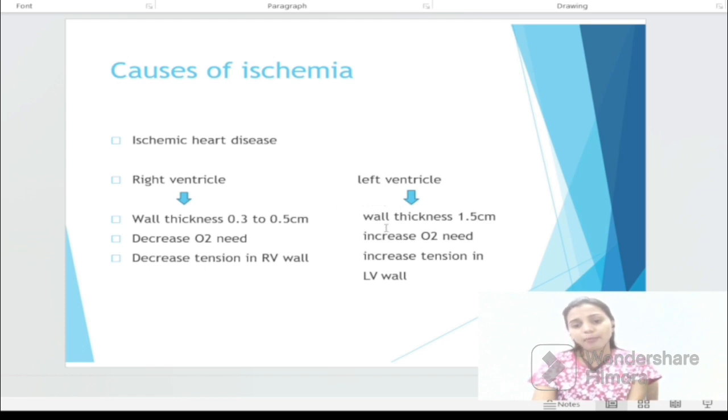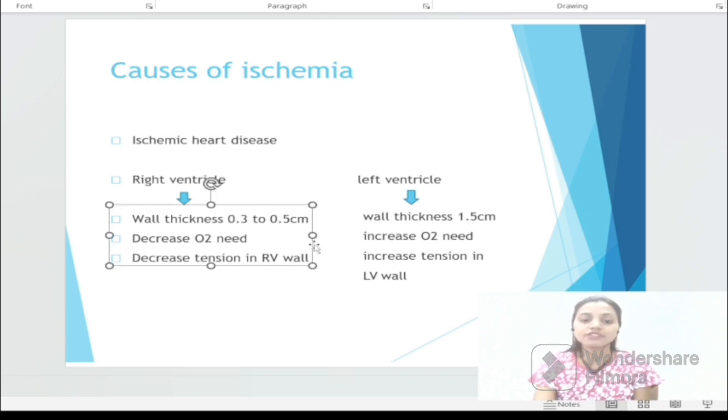So the left ventricle wall thickness is 1.5 centimeter, and the next one is increased O2 demand, and the left ventricle has increased O2 demand and increased tension. The left ventricle contracts forcefully and automatically to pump blood which supplies all parts of the body, so it has a lot of work, a lot of demand, and a lot of tension. So it is very vulnerable to ischemia or necrosis, because it has a lot of work, a lot of demand for O2, and a lot of tension for contraction of blood flow. Okay, these are the causes of ischemia. Got it? These are the causes of ischemia.